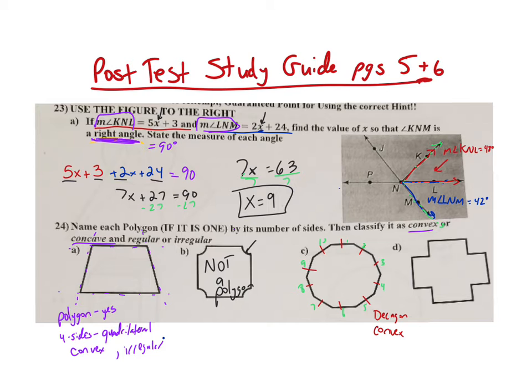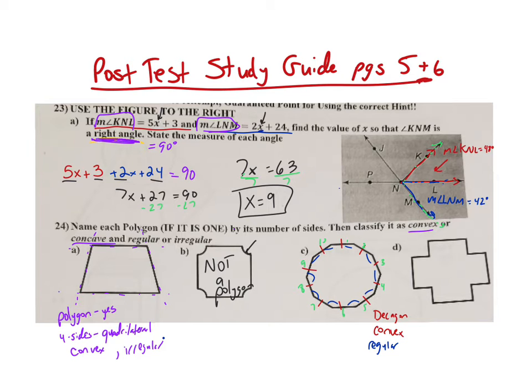It is regular because all the sides are congruent. And actually, that's going to mean all the angles are congruent. There's actually a theorem that says if all the sides are congruent, all the angles are congruent. But we didn't really talk about that. But I could have written that those angles are congruent on there as well. So it is regular. So, yeah, decagon, convex, regular.